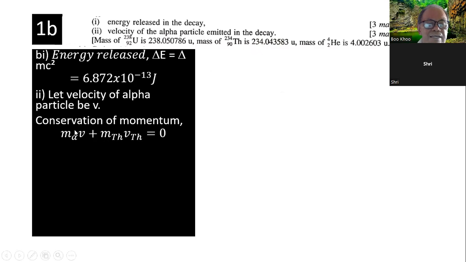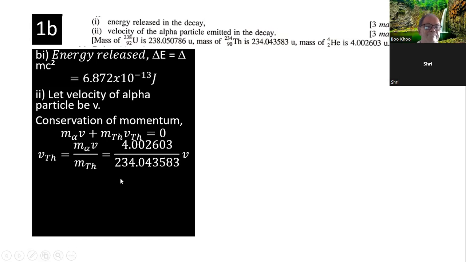So mass of alpha times speed of alpha, plus mass of thorium times the velocity of thorium. The velocity of thorium has a negative sign, but we are not interested in that. The negative just shows it's in the opposite direction to alpha. So the mass of alpha and mass of thorium are given, and that gives your v.